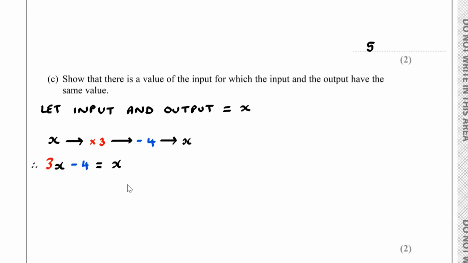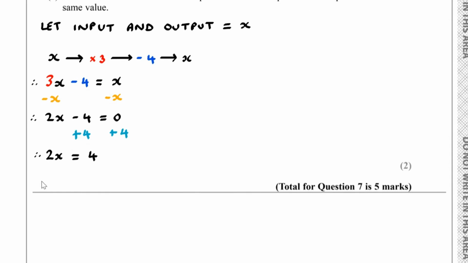So, first thing I'll do is subtract x from both sides. So that means 2x minus 4 is equal to 0. Then I will add 4 to both sides, which means 2x is 4, which means x is 2. So we have the same input and output when x is 2.